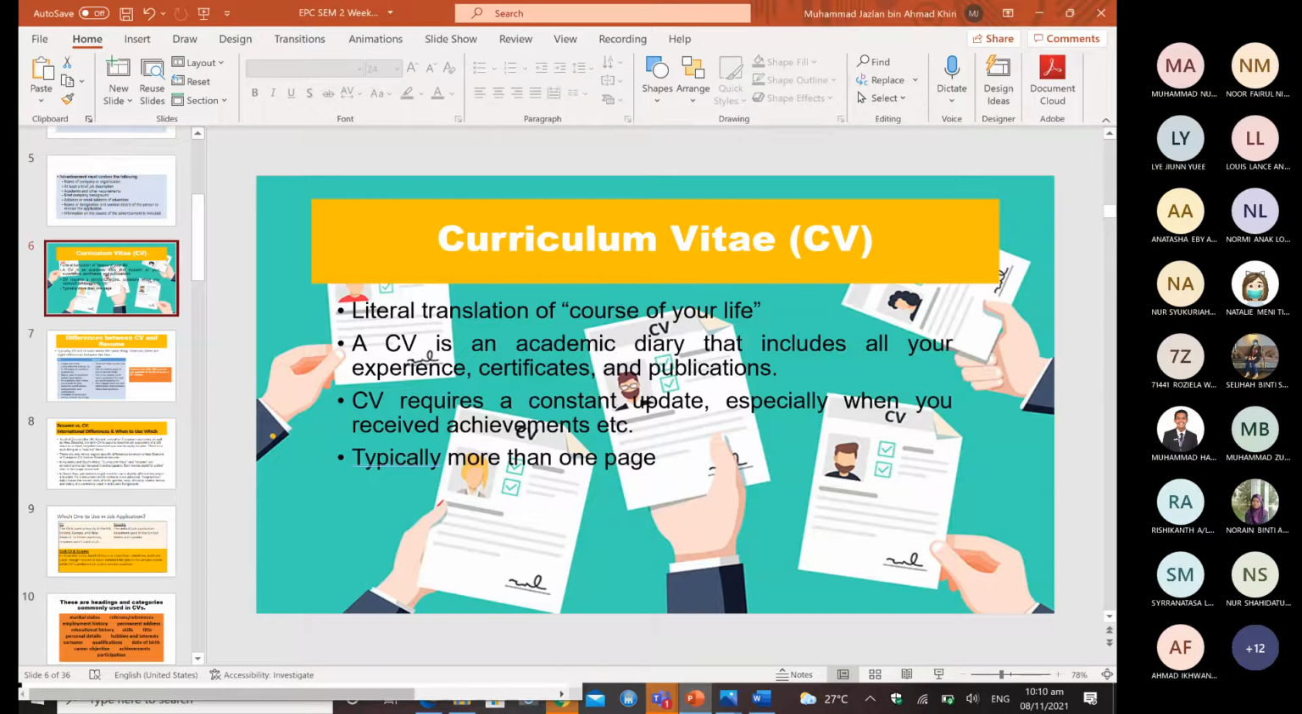These documents, ladies and gentlemen, they are called CV and resume, and are just about the same thing. However, a CV is the literal translation for the course of your life. It is an academic diary that contains all your experience, certificates, and publications up to the present time. It needs to be constantly updated, as in every year, depending on what you have achieved, accomplished, or participated in within that year. And it can normally be more than 1 page in length.